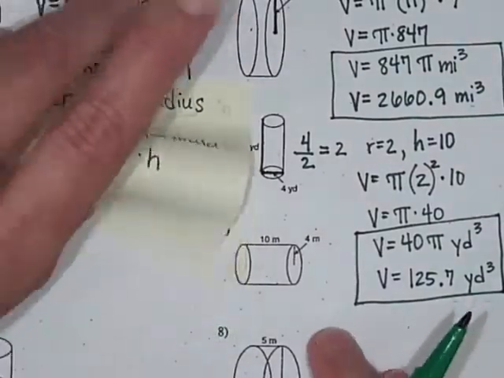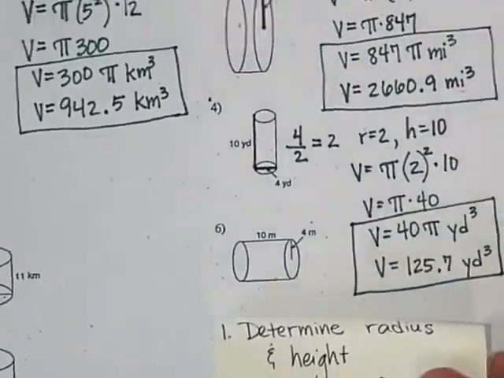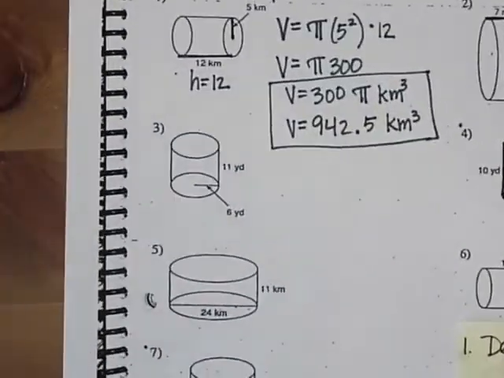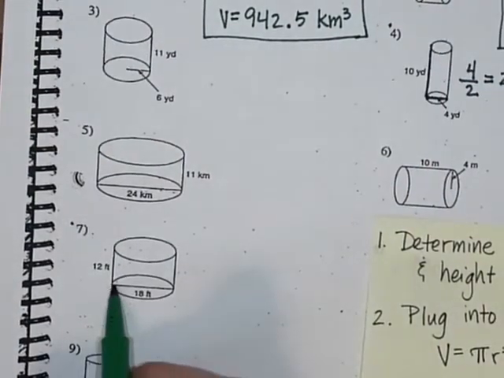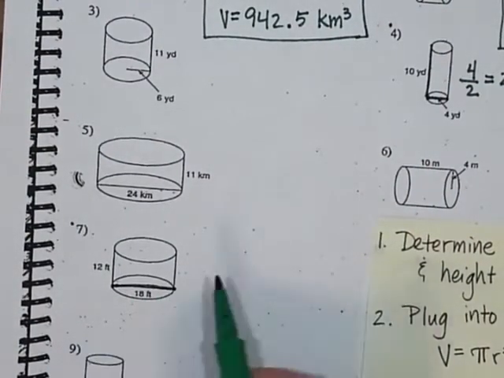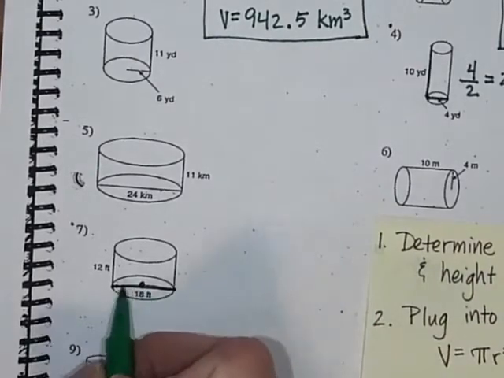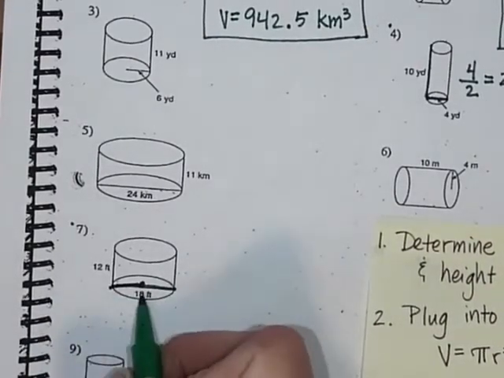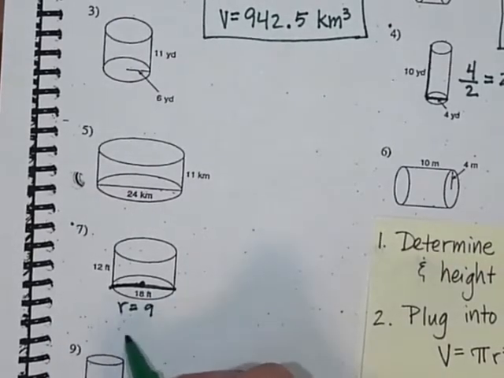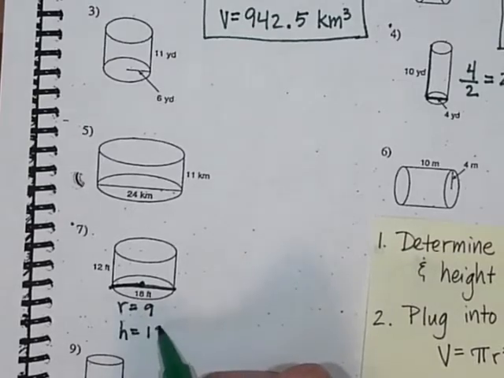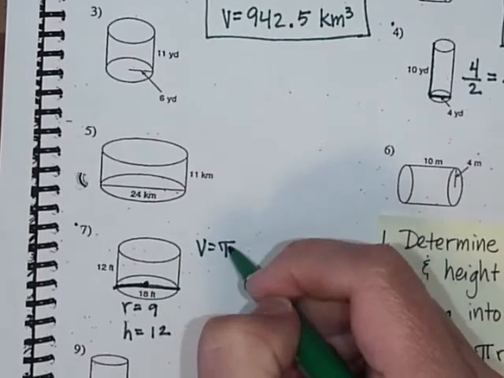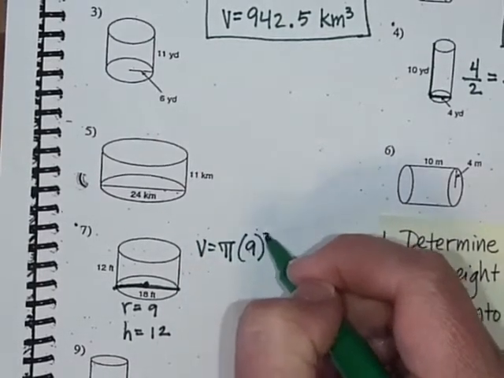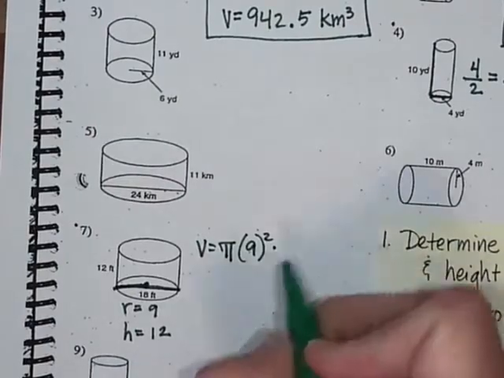So let's look at number 7. Again, on number 7, we're given the distance from one side of the circle all the way over to the other. So in order to find the radius, which would just be from the middle to the side, we need to cut that number in half. So r is going to be half of 18, so r is 9. Height is going to be 12. Okay, and let's plug into our formula. Volume equals pi, r, which is 9 squared, times the height, which is 12.